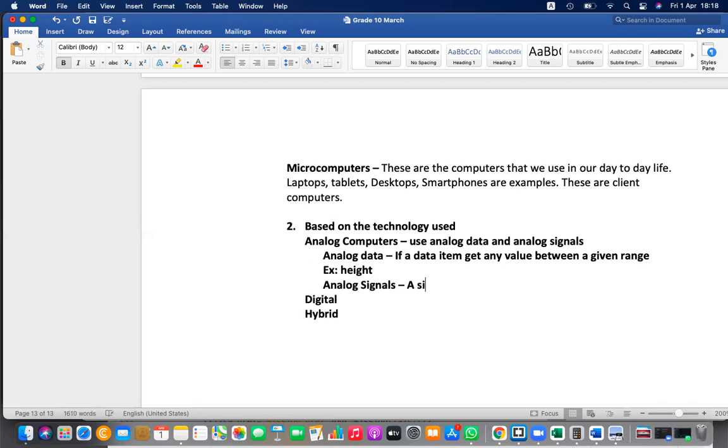Then analog signals. A signal means data in transmission, right? A data item that is traveling is a signal. An analog signal is a signal which can take any value between a given range.